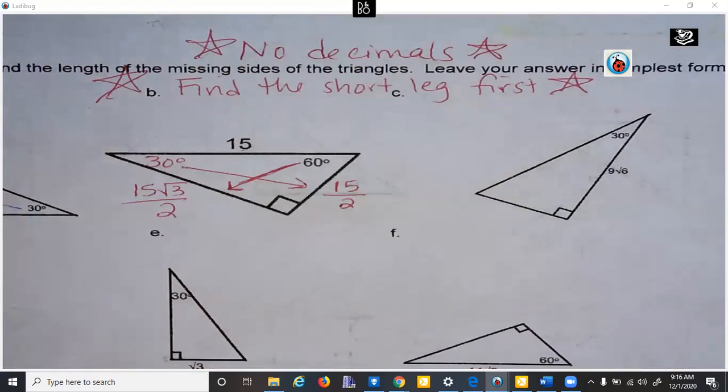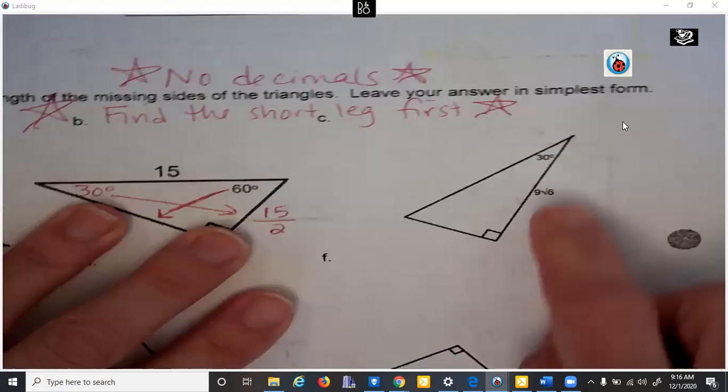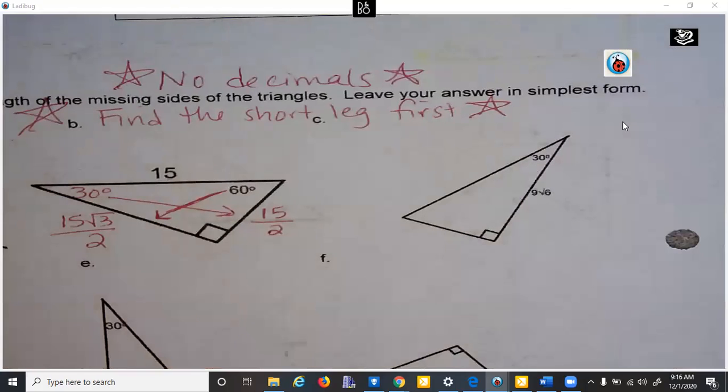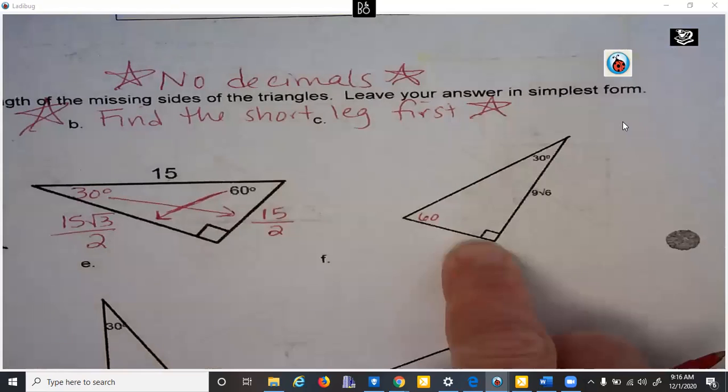Questions? Okay. So we have a 30, so this one has to be 60 and 90.